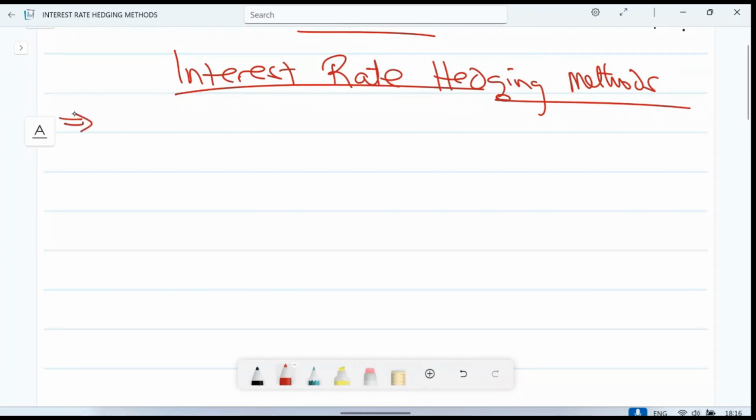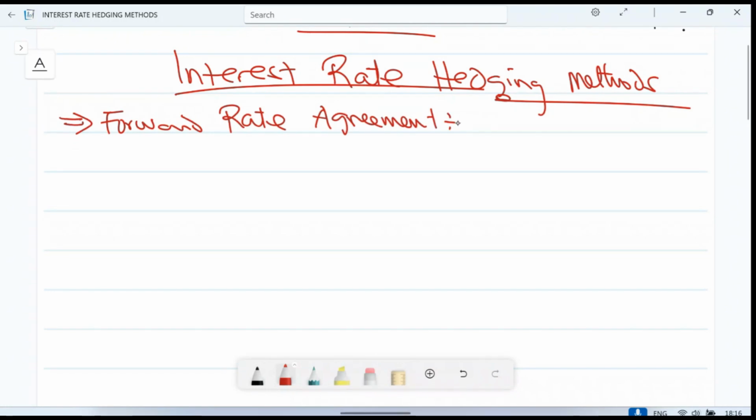We said the first method is what? The forward rate agreement. And we looked at this in our last class, even though we didn't really go so much on it. All right, so forward rate is just like we have forward rate also in currency.